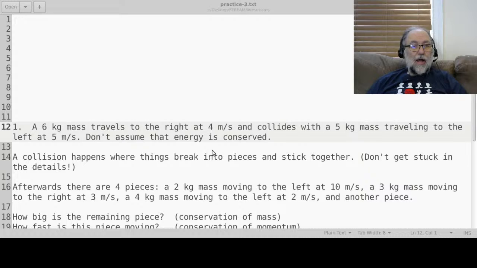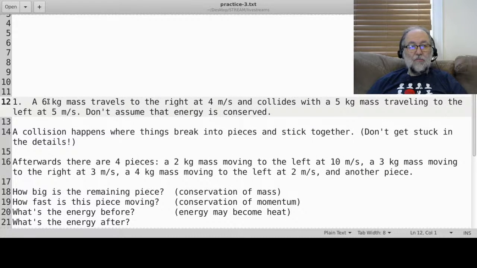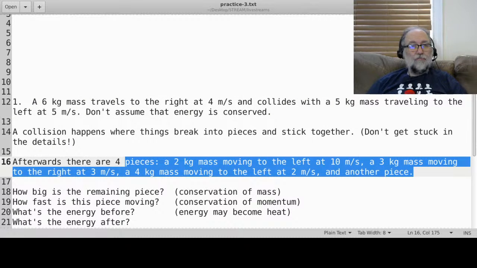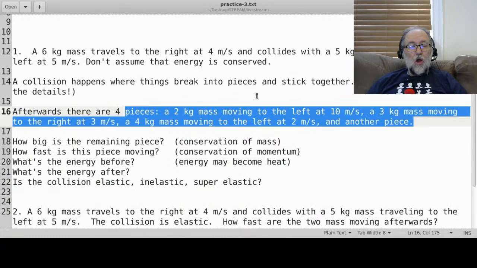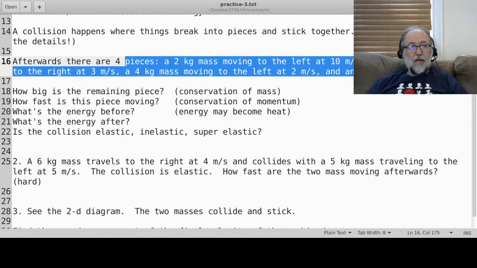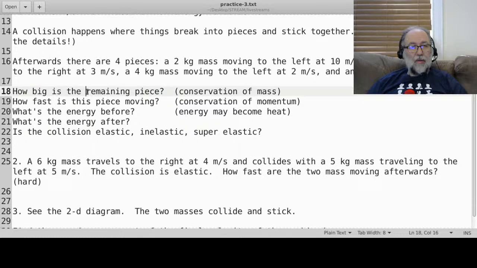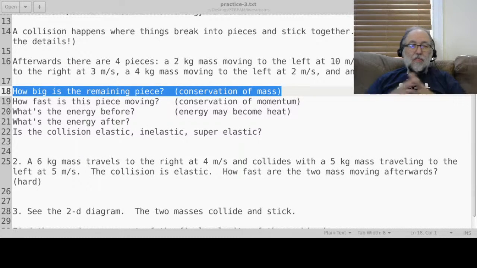All right, so there's the situation. And again, how did you get from the 2 pieces to the 4 pieces? Don't worry about it. Those are irrelevant details. Momentum is still going to be conserved. All right, so what are the questions that I'm going to ask? The first question is, how big is the remaining piece? Well, that's kind of obvious because you've known about conservation of matter, conservation of mass, probably from high school days. So you know that that remaining piece has to be whatever size is needed so that the mass remains conserved.